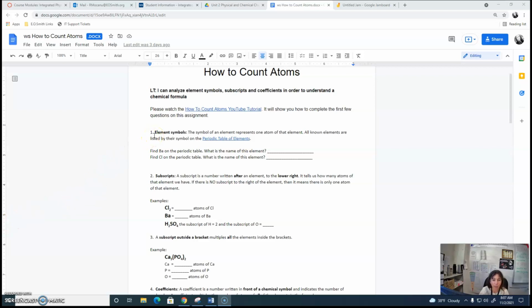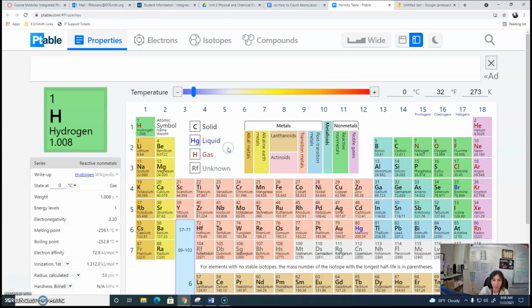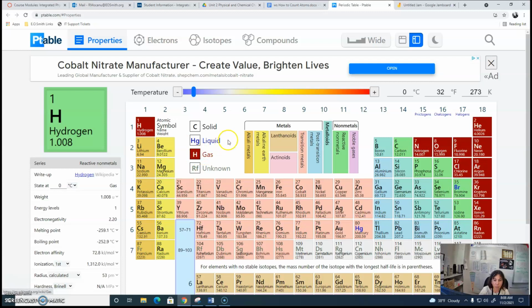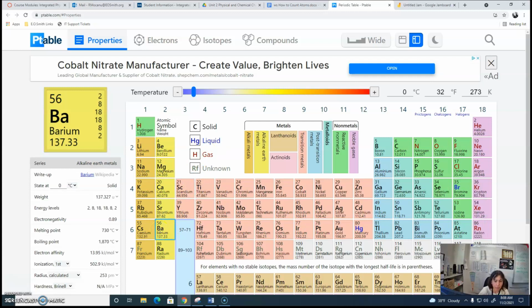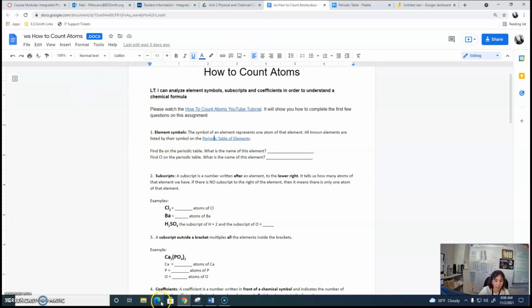So for number one, it's talking about element symbols. The symbol of an element represents an atom of that element, okay? So for this part of the question, it's asking you to find the element with symbol Ba on the periodic table. How would you do that? I linked a periodic table right off of your assignment. It's ptable.com. If you go to that, you would look for the element Ba, which is right here, symbol Ba, capital B, lowercase a, and you can see that it gives you the name of that element right here. So Ba is the element called barium.